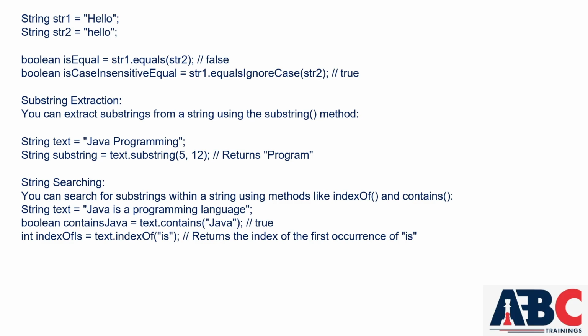Next is string searching. You can search for a string within a string using methods like indexOf and contains. The string text is Java is a programming language. Boolean contains equals text contains Java is true, meaning the word is in the string, so the output is true. Next, int index of is: text dot indexOf is returns the index of the first occurrence of is.